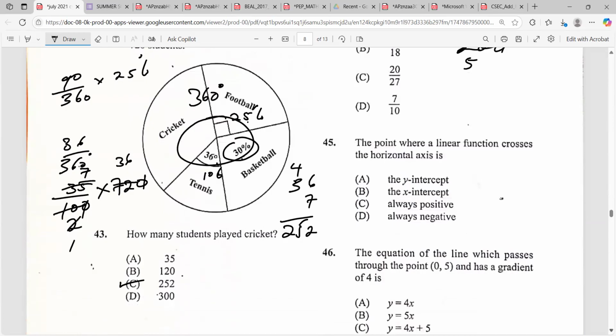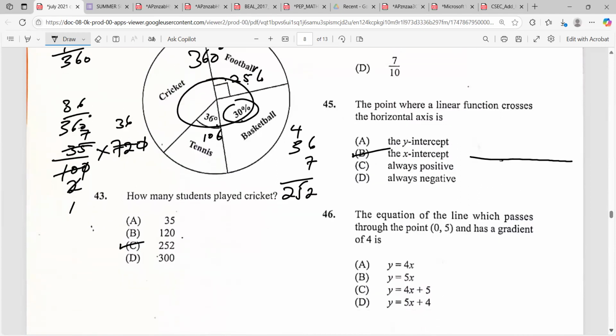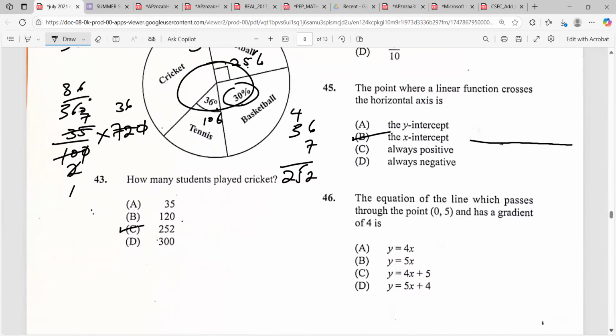The point where a linear function crosses the horizontal axis. Now the horizontal axis should be this, right? So that should be the x-intercept. For the vertical, it'll be the y-axis. So look for them little keywords there.